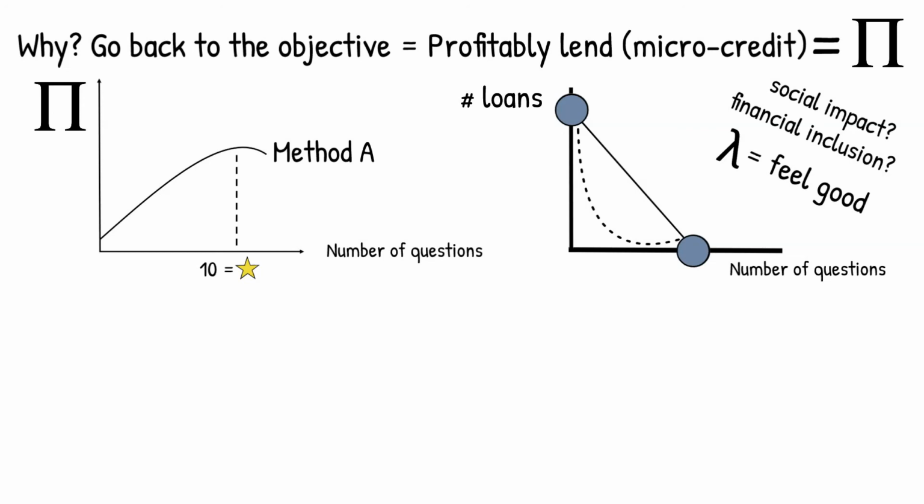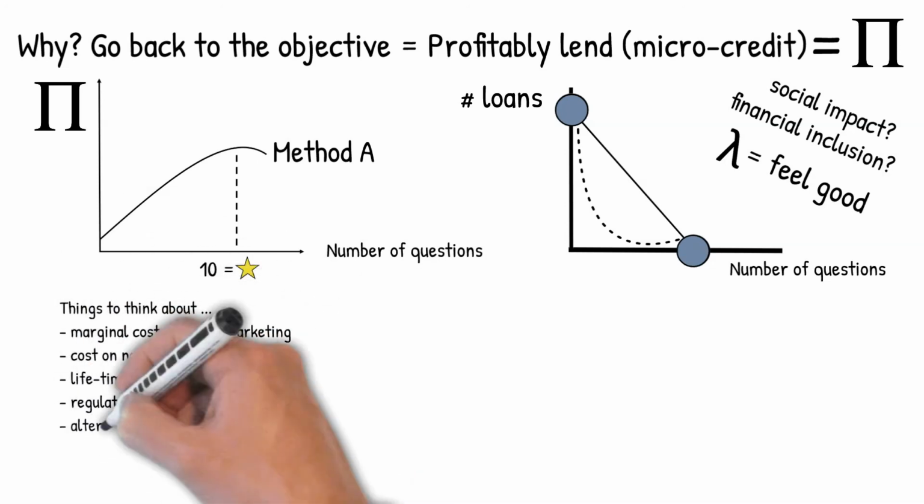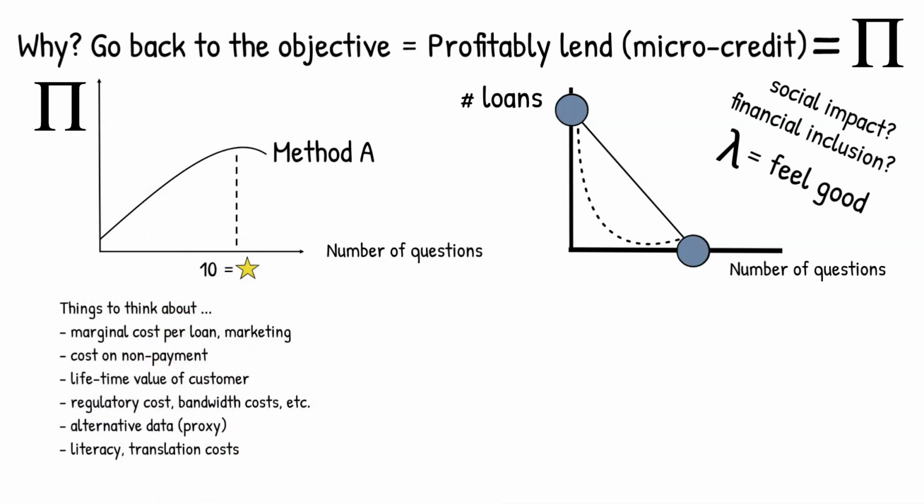Why? Maybe because there are low literacy rates. Maybe because the questionnaire is not translated into local dialects. Maybe because, well, people just don't trust questions on a mobile phone. So, we need to think about something more than just the optimal number of questions to ask. We need to think about the marginal cost for each loan, the cost of marketing to encourage people to answer the questionnaires, the cost of non-payment, and many other factors that possibly can affect profitability.